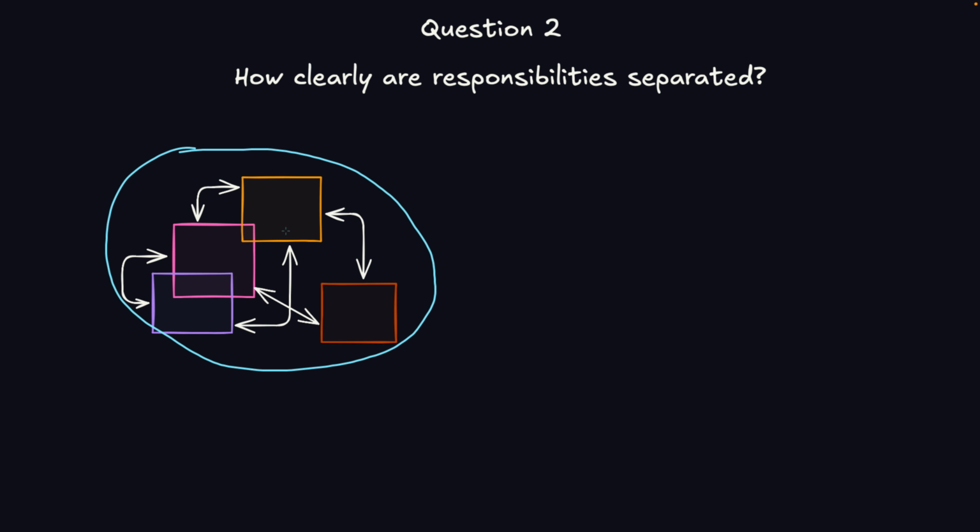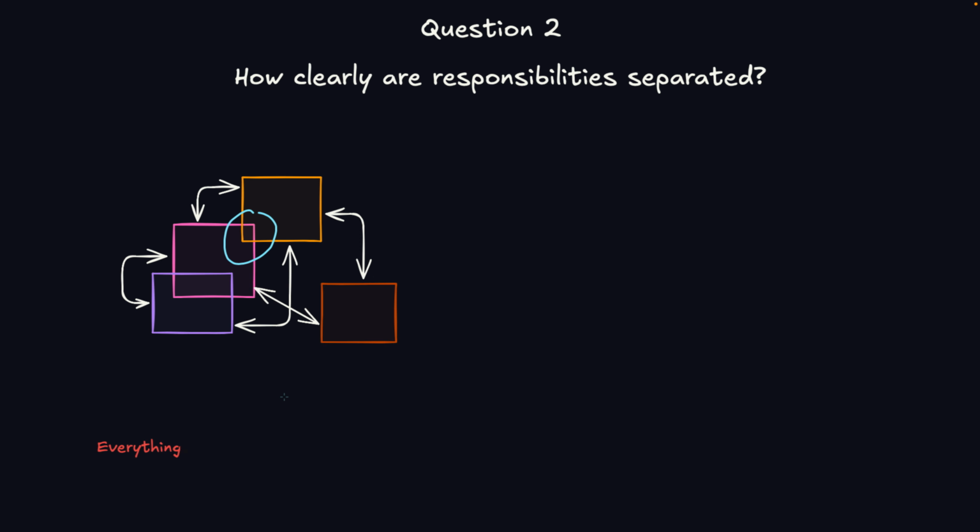We have different components and there are overlaps in the components, and anything can talk to anything, and we don't have clearly defined boundaries. So this is an example of a system where we don't have clearly defined responsibilities, right? Responsibilities are not separated or defined.